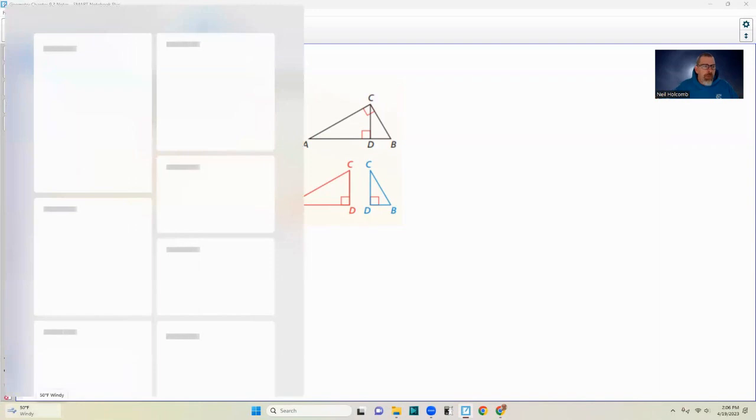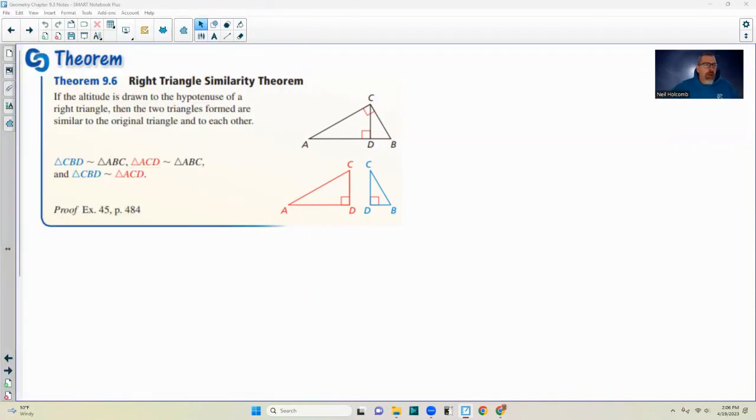Okay, let's start this section with a theorem, the sixth one of chapter 9. It says Theorem 9.6, right triangle similarity theorem. If the altitude is drawn to the hypotenuse of a right triangle, then the two triangles formed are similar to the original triangle and to each other.